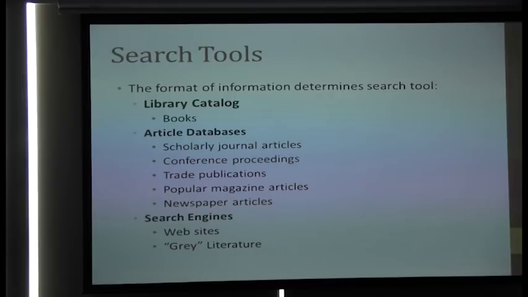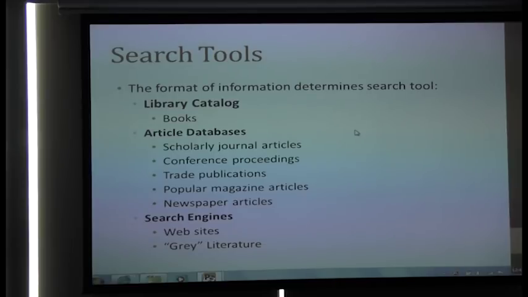So the format of information determines the search tool that you need to use to find that information. So for the most part, library catalog is used to find books, but you can also find maps or DVDs or whatever else the library houses. Article databases are used to find journal articles, proceedings, trade magazines. Does everyone know what a trade magazine is in here? No? Okay. Stop me, because I may have assumed too much when I put this presentation together.